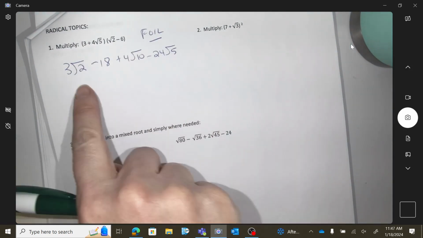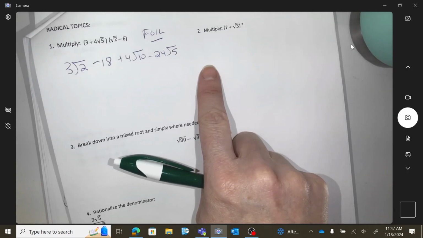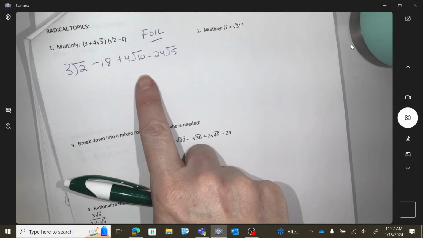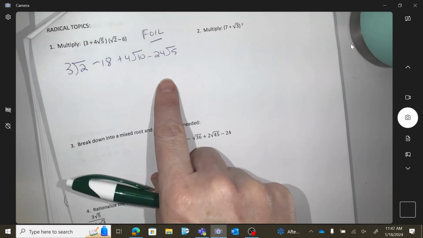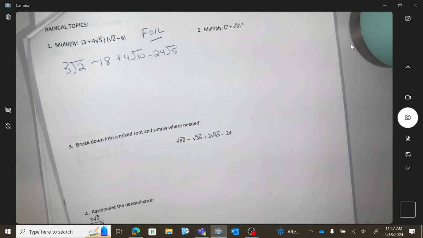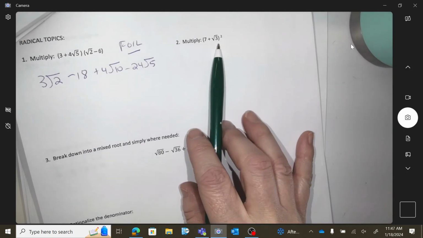Can you put anything together on that when you're done? Is anything the same? No. Good. Okay. Sometimes I try to trick you with this question.